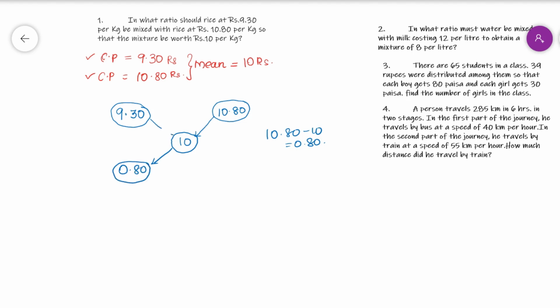So this one, 10 minus 10.80 is 0.80 and 10 minus 9.30 is 0.70. You have to write it like this. Now the required ratio is nothing but 0.80 is to 0.70. So 8:7 is the ratio. We are mixing the rice of type 1 and type 2 in this ratio. This is the problem, and this is how we have applied the alligation rule and found the answer.